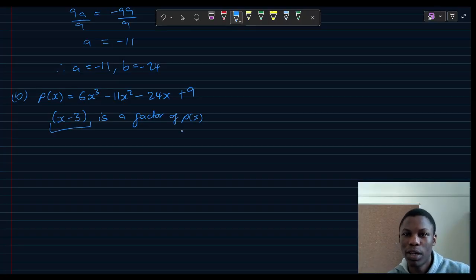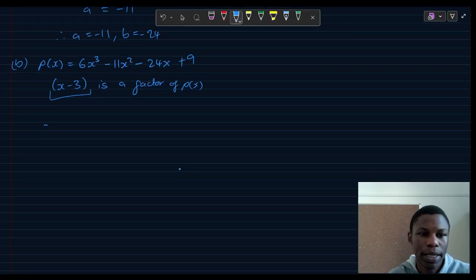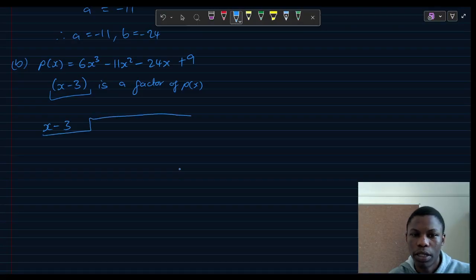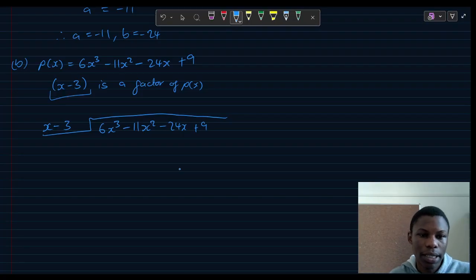So I can do polynomial division to find my quadratic factor. And once I have that quadratic factor, I can then factorize the quadratic, and that allows me to factorize completely. So let's start by doing the polynomial division. So I've got x minus 3, and this is dividing 6x cubed minus 11x squared minus 24x plus 9. By the way, you can do this by inspection if you're comfortable with inspection. Otherwise, do polynomial division. So remember, for polynomial division, in our divisor, we pick the term that is the highest degree, and that's what we're going to divide by.